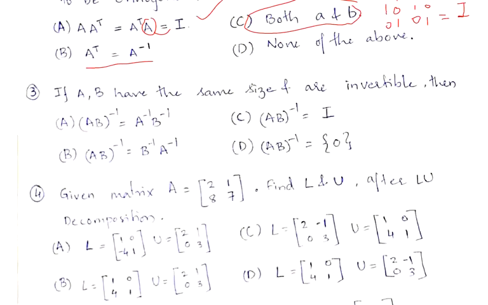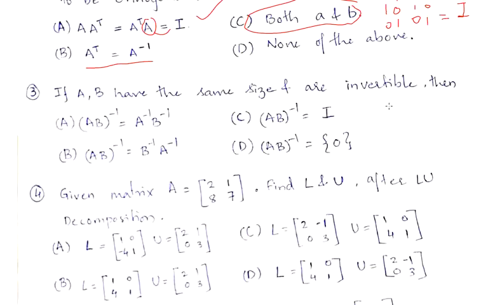Coming to third question, if A, B have the same size and are invertible, then, so again this question is about the properties of inverse matrices. Okay, what is the invertible matrix? Invertible matrix is a square matrix defined as invertible if the product of the matrix and its inverse is identity.